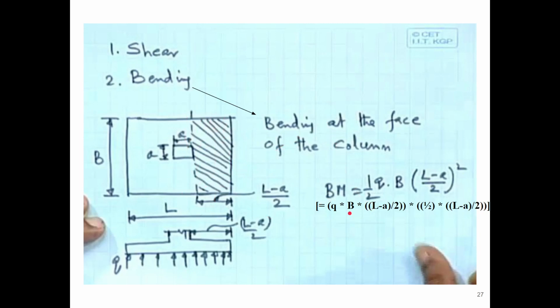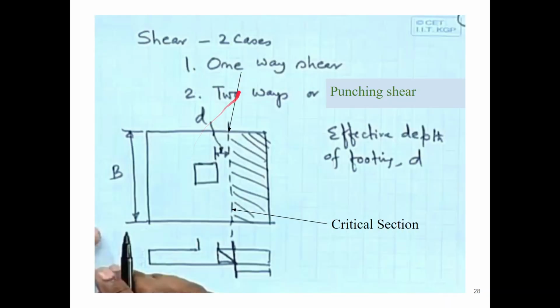So this comes to be q into b into (l minus a) by 2 into half into (l minus a) by 2. And that is the case in the case of bending. So for bending, the critical section is always occurring at the column face. However, in case of shear, there are two cases: one-way shear and two-way shear. Two-way shear is also called punching shear.